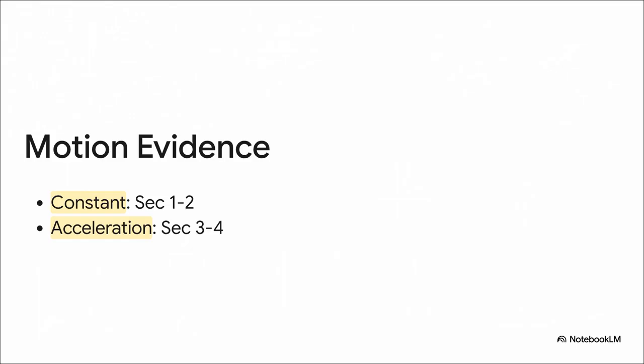The evidence is all in the rate of change. For constant velocity, we're looking at seconds 1 to 2 because the velocity stays perfectly steady at 5 meters per second. The rate is unchanging. For acceleration, it's seconds 3 to 4. The evidence there is that the velocity is actively increasing by 2 meters per second every single second. Acceleration is simply the measurement of how much that velocity is changing over time.